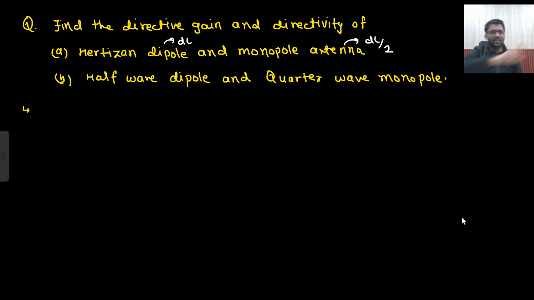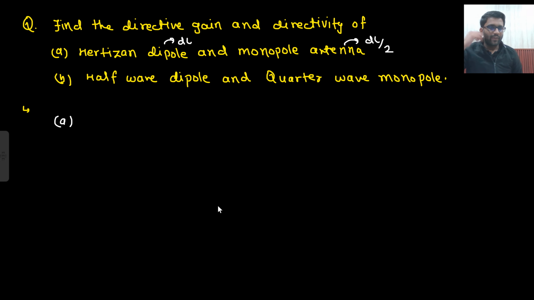So you need to do this calculation: find the directive gain and directivity of the Hertzian dipole and the monopole antenna. The Hertzian dipole has length dl, and the monopole antenna is the half wave dipole and quarter wave monopole antenna. I will take a break, then I will show you the solution. You try doing it. Yeah, so let's start now.